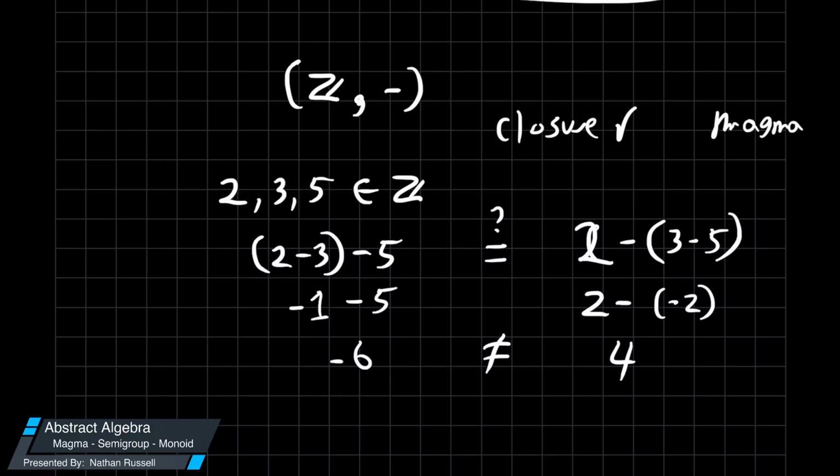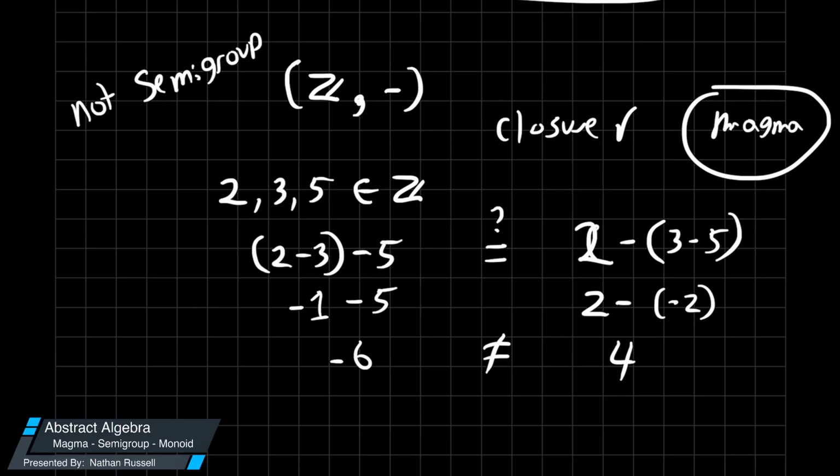So notice that these two do not equal, and we have shown one instance where we've taken 3 elements of the set where the associative property does not hold. In order to be associative, it has to hold for all elements in the set, and since we don't have that, this fails the associative property. So we can conclude that we do have a magma, but we do not have a semigroup. And this demonstrates that all semigroups are magmas, but not all magmas are semigroups.